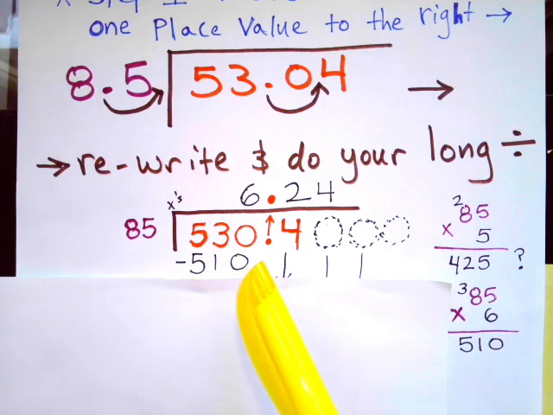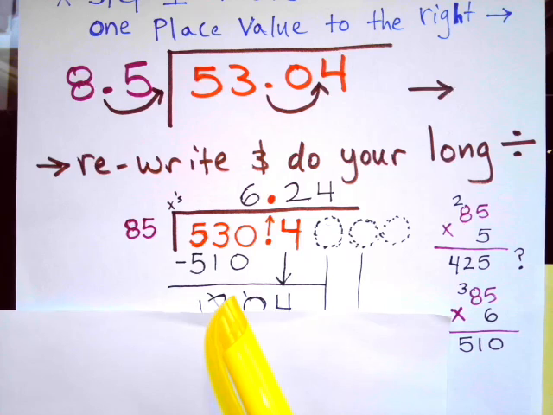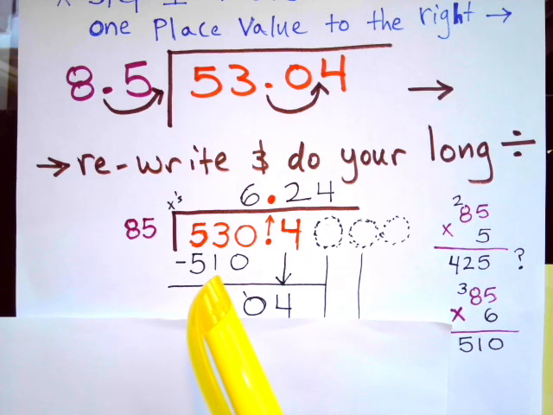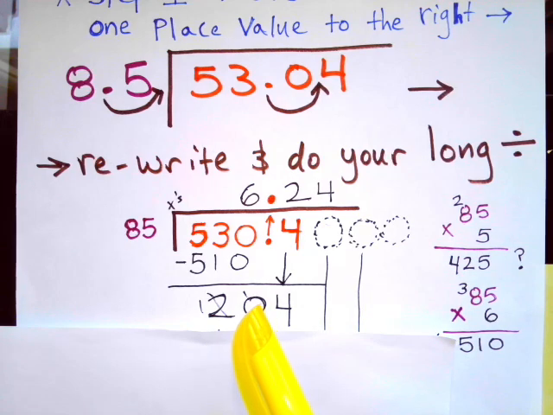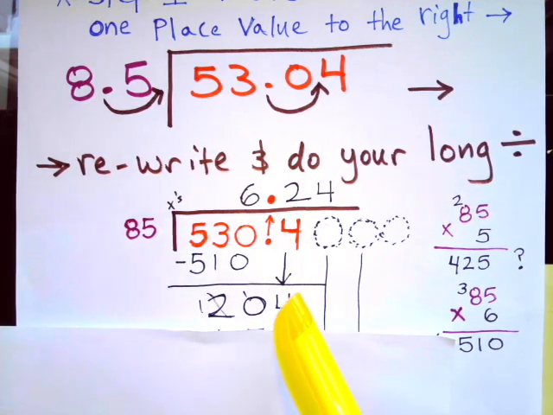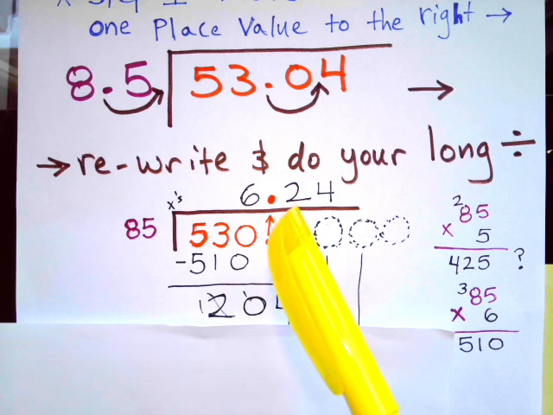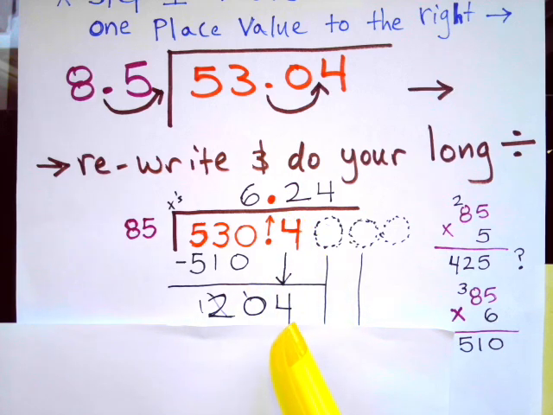All right, so I'm going to subtract 510 from 530, okay? I'm going to put my 6 right above that 0. And so when you do that, 510 taken away from 530 leaves me 20, right? And I know I have to bring down that 4 value here. Now I have 204. 85 times what number would get me closest to 204?